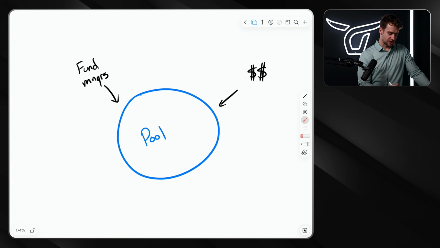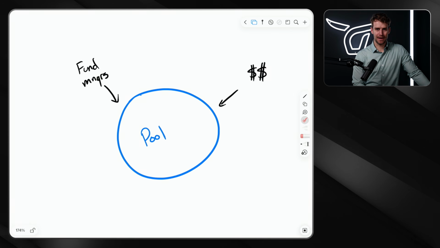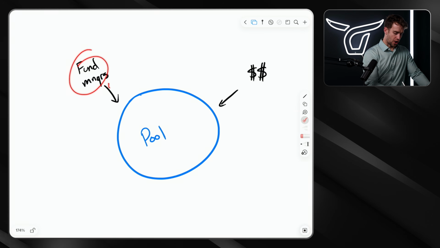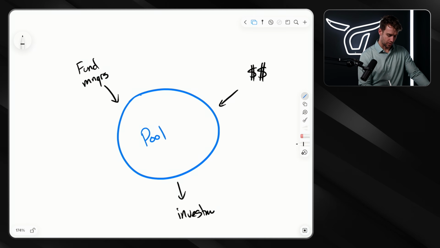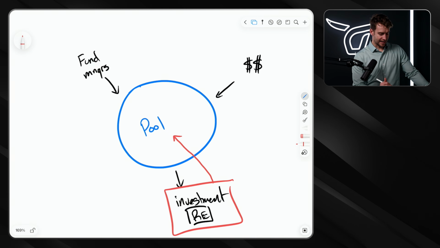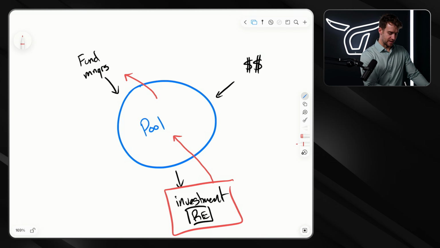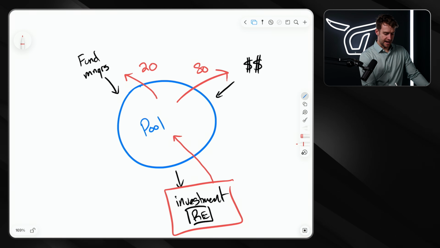So what is a real estate fund? At its core, a fund is just a pool of money. Investors are putting money into that pool. Fund managers are drawing from that pool to make investments. In this case, we're buying real estate: large buildings, apartment complexes, you name it. When money flows back to the pool, it gets split between the fund manager and investors, usually 80-20. 80% to the investors, 20% to the fund managers.